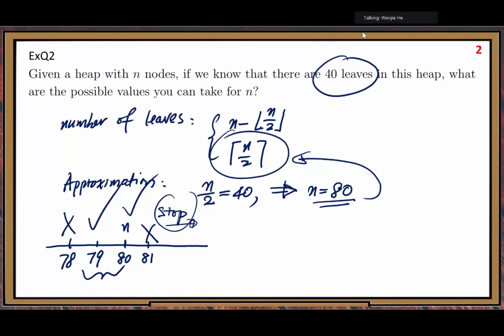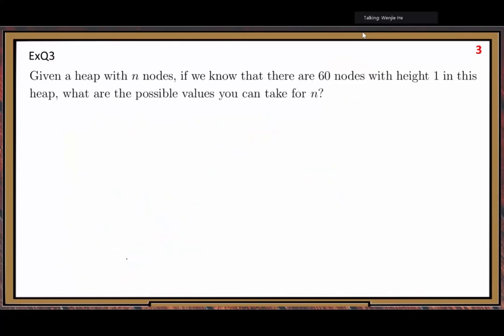Now, the idea is like this. The next question is similar, but a little harder than this one. Question number 3. Given a heap with n nodes, if we know that there are 60 nodes with height 1, in this heap, what are the possible values you can take for n? This time it is a little harder because of the number of nodes with height 1.